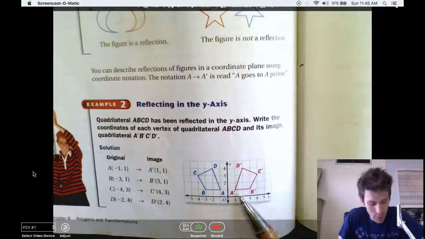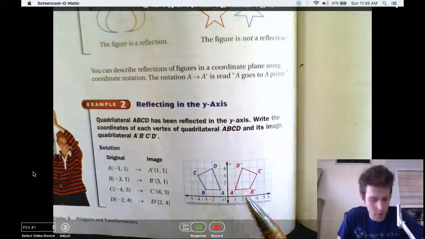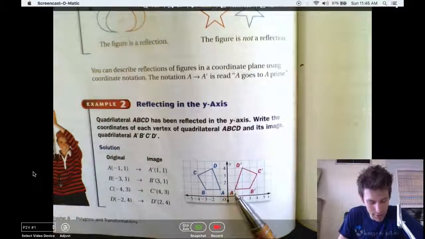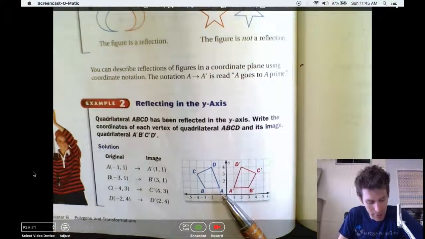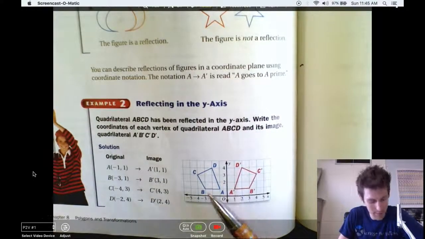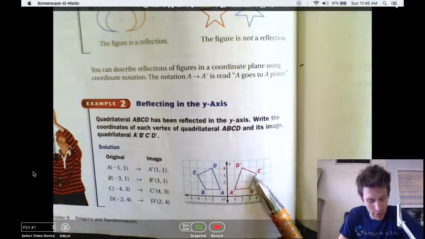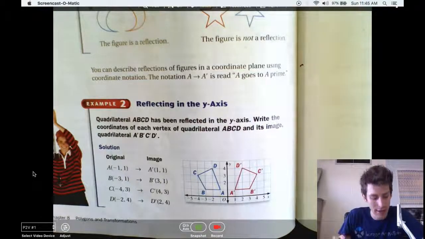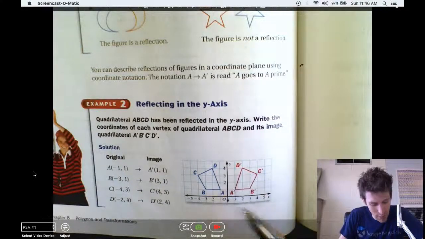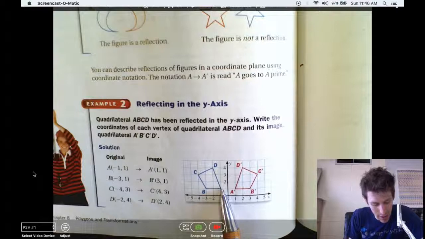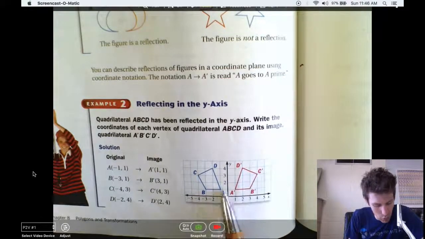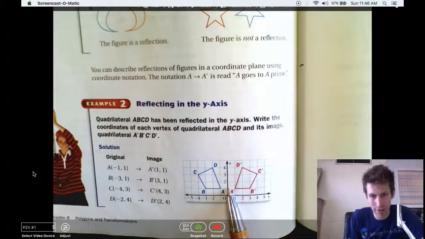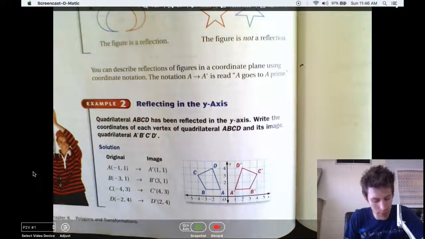If you thought the red one is the real image, you're wrong. The blue one is the real image, and it's reflecting to the red one because of these little marks. This A becomes A prime, we call it. B becomes B prime, and so on and so forth. So red is the image. It's the reflection. Now, this has been reflected over the y-axis. Notice that A is 1 away from the y-axis here, and A prime is also 1 away from the y-axis. Okay, see how that works?